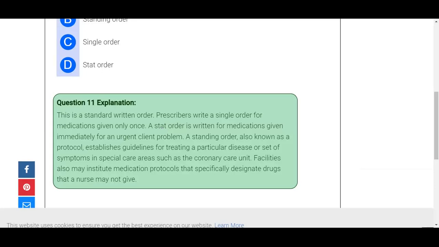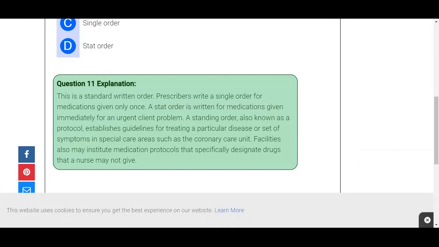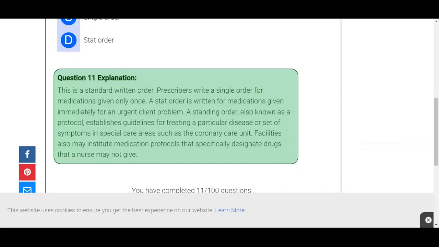Okay, a stat order is written for medications given immediately for urgent client problem. A standing order, also known as protocol, establishes guidelines for treating a particular disease or set of symptoms in special care, such as the coronary care unit. Okay, I actually got it now. Because a standing order is like when your doctor recommends for you to do chemotherapy. So that is a standing order. Of course, he has to write a prescription on that. He has to write a medical order with chemotherapy in order for you to be transferred there. So that is called a standing order.